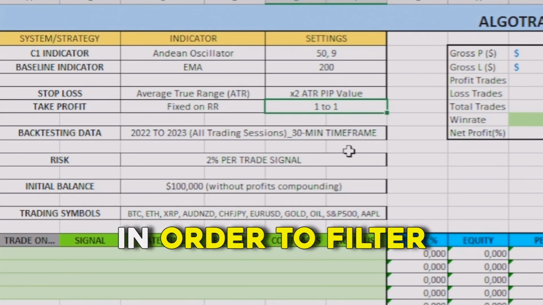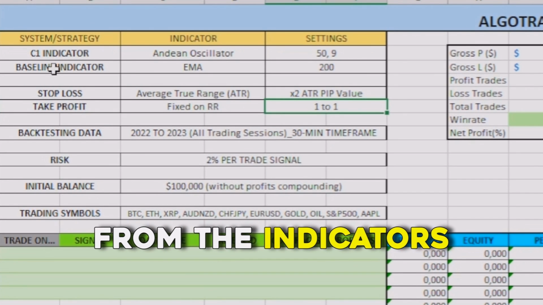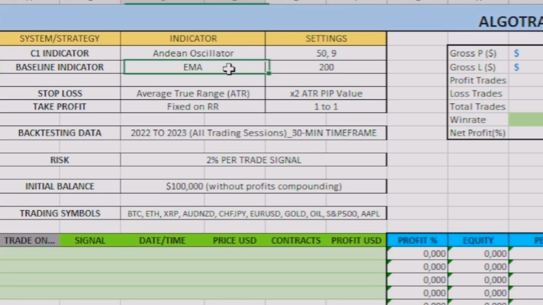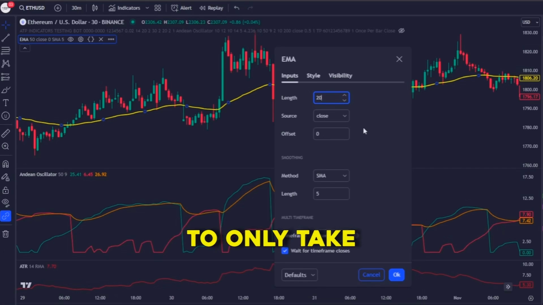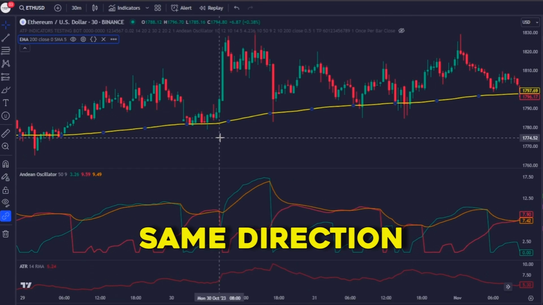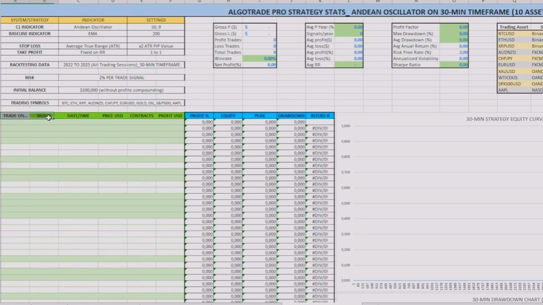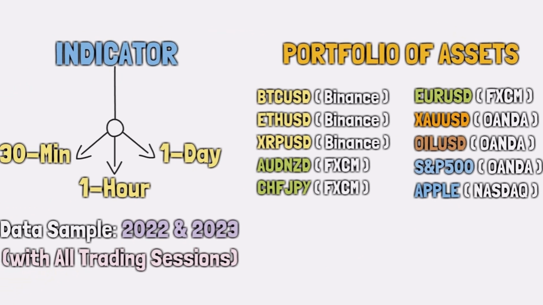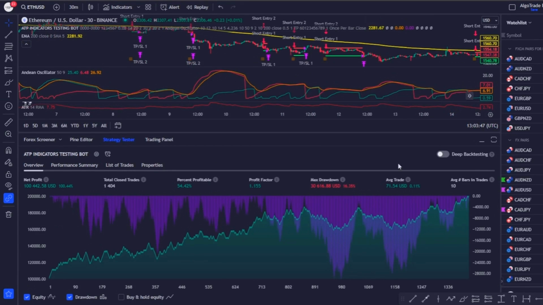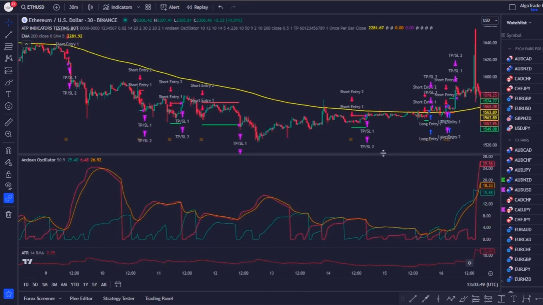And in order to filter losing signals from the indicators, I will also use a 200 period exponential moving average to only take trades that are in the same direction as the overall trend. And so, for every indicator backtest from every video from this series, the conditions will always be these ones. Let's then start our analysis, because I'm pretty excited about this new project.